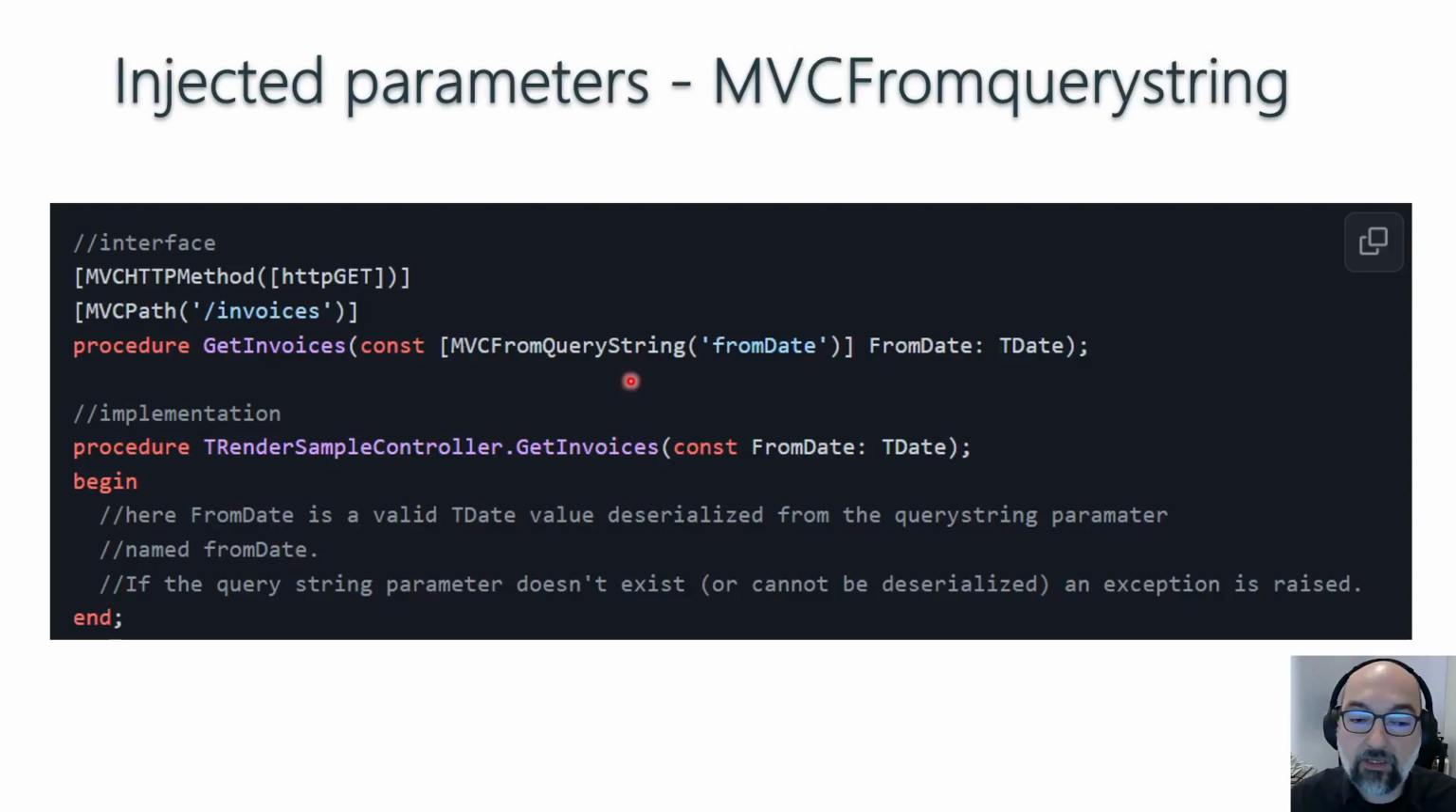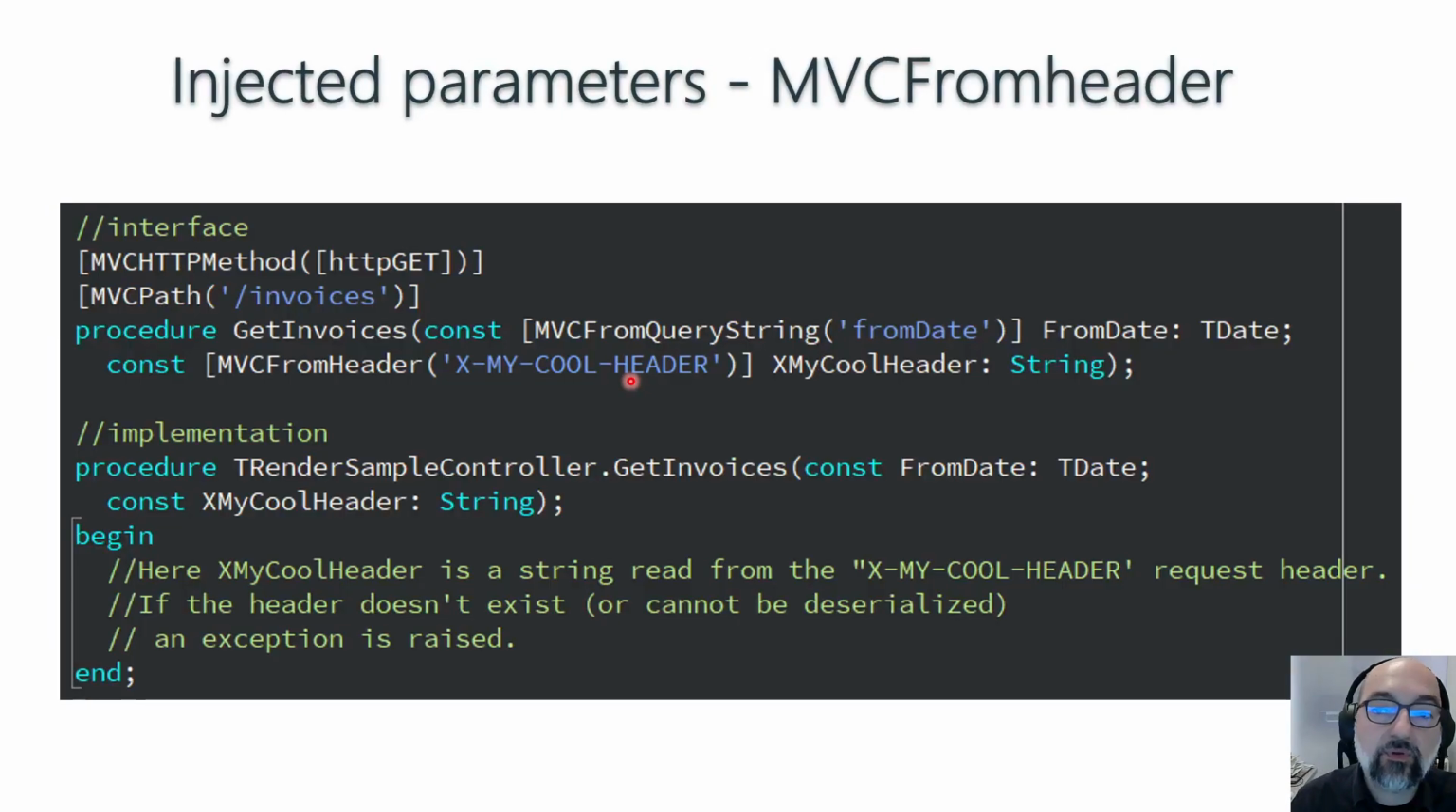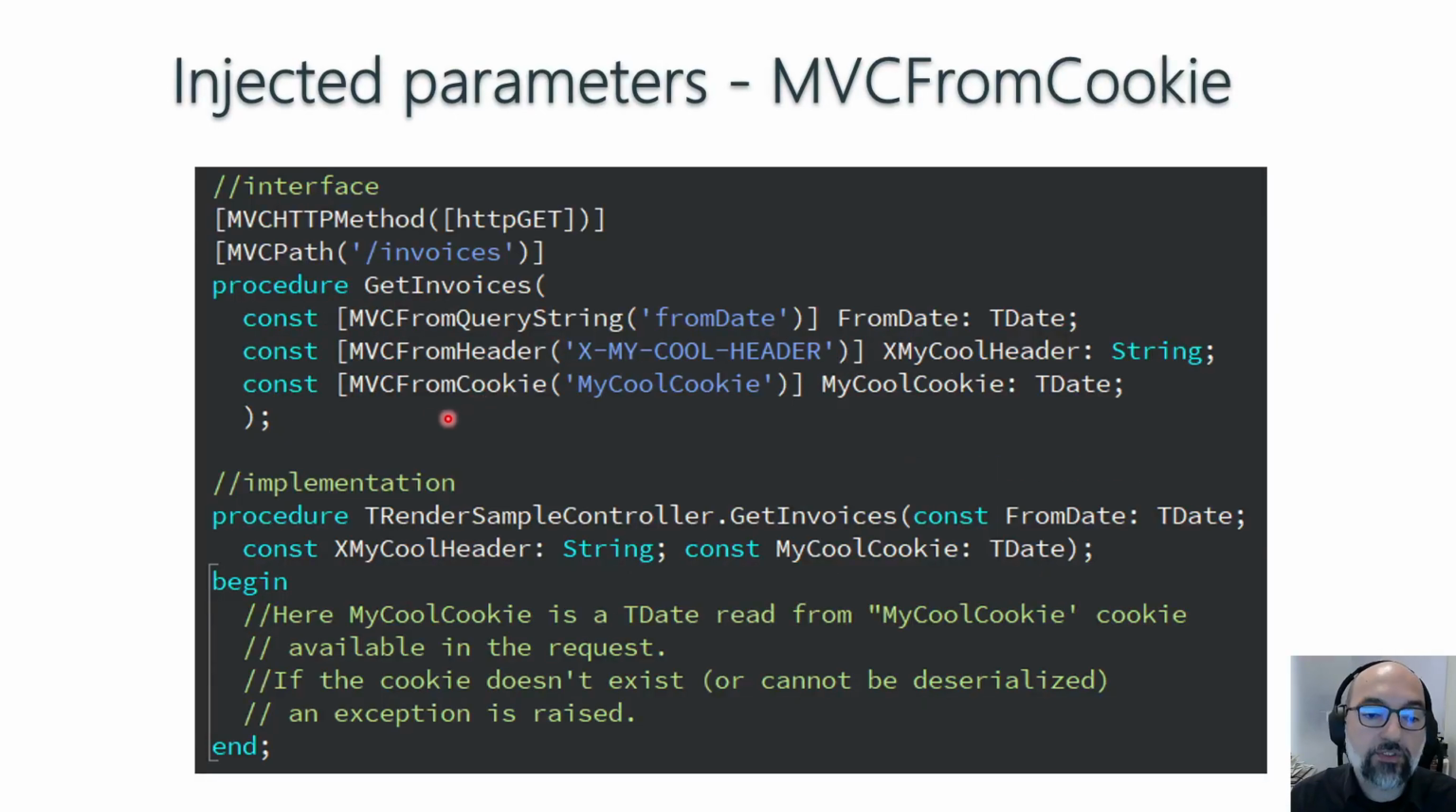So if I have a parameter named from date in the query string, it is injected here and converted to TDate type. Or also from header. I want to inject some HTTP header as a parameter into my action. I can just use MVC from header, and the parameter is automatically injected. Also, I can inject a parameter from a cookie. So MVC from cookie, and just inject it as the cookie. Good. Let's talk about responses.